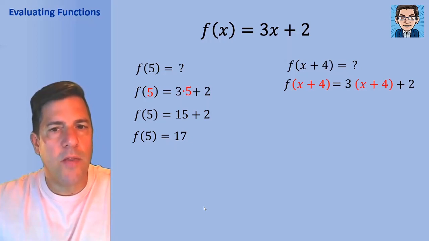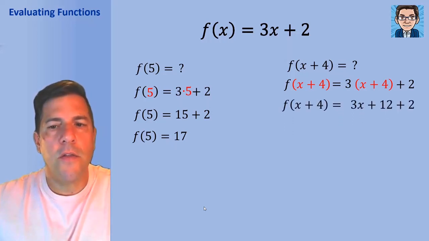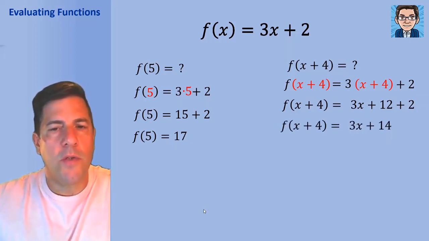So we're going to have to multiply the 3 by the x and by the 4 using distribution there. So that'll get us 3x plus 12 plus 2 when we do distribution. Then we combine the 12 and the 2, and we get f of x plus 4 equals 3x plus 14.